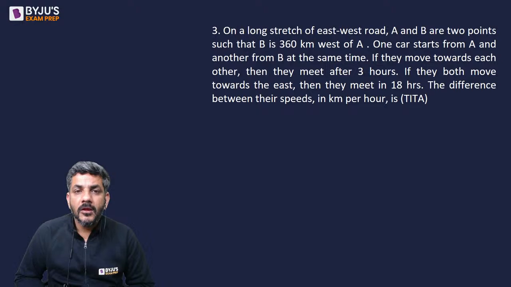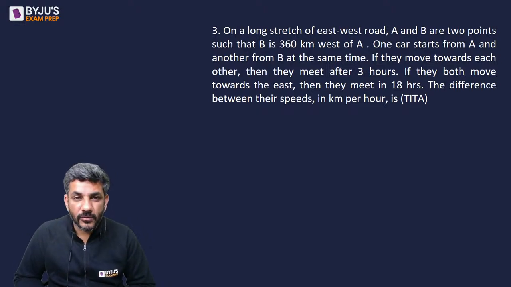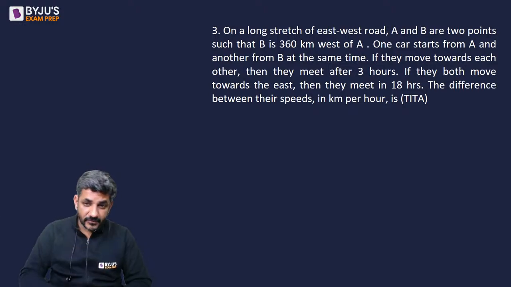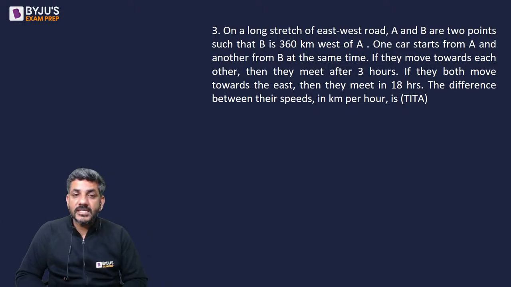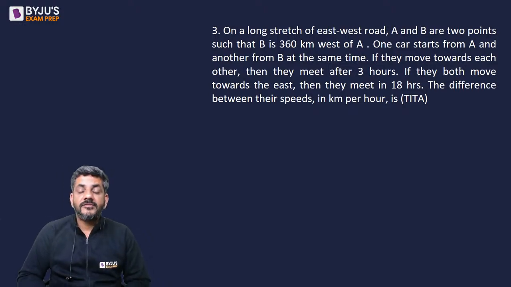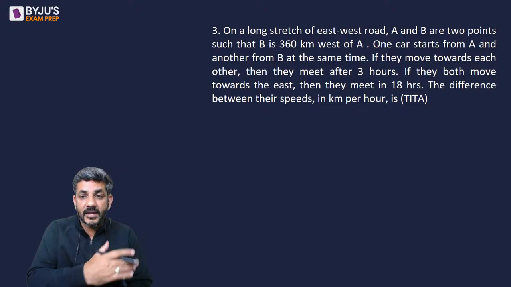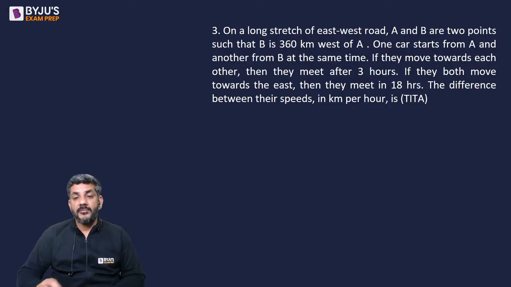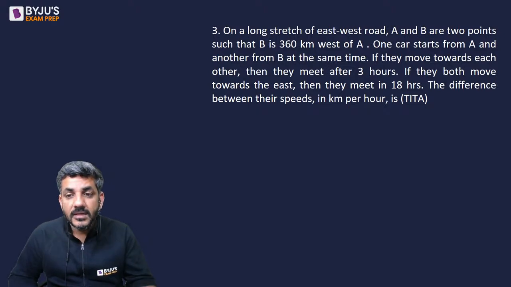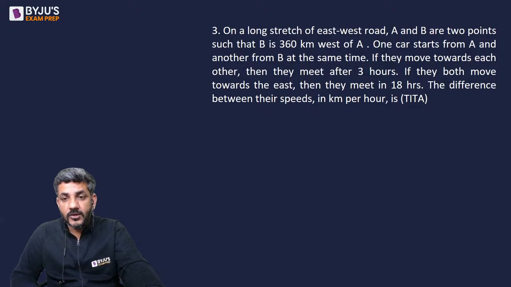Let's start doing it. On a long stretch of east-west road, A and B are 2 points such that B is 360 kilometers west of A. One car starts from A and another from B at the same time. If they move towards each other, they meet after 3 hours. If they move towards the east, that means in the same direction, they meet after 18 hours. The difference between their speeds in kilometer per hour. I get an answer from Purushottam. He gets the answer as 20.